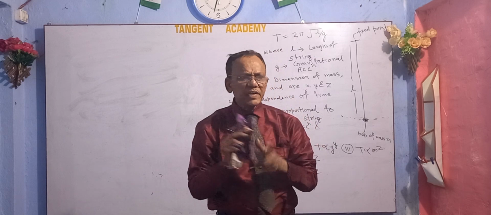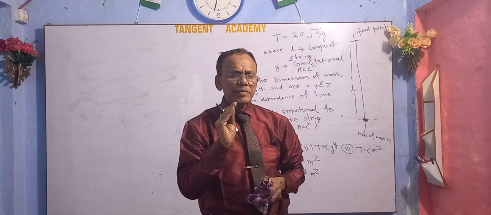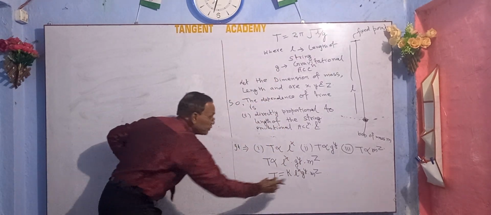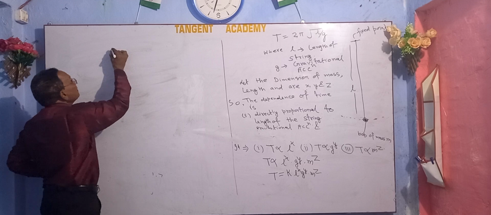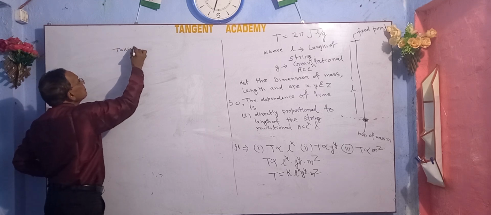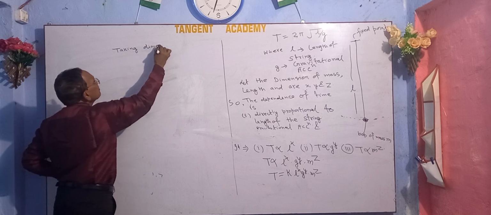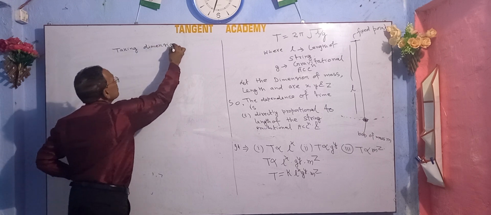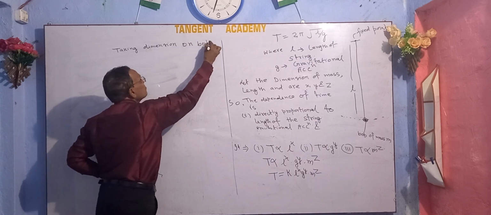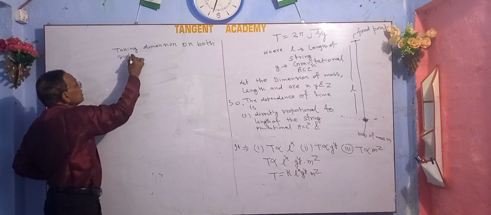Where A is a dimensionless constant. Now we will take dimensions on both sides of this equation.